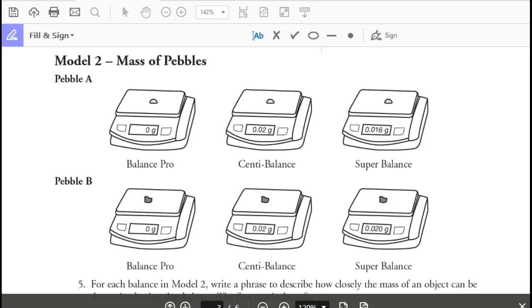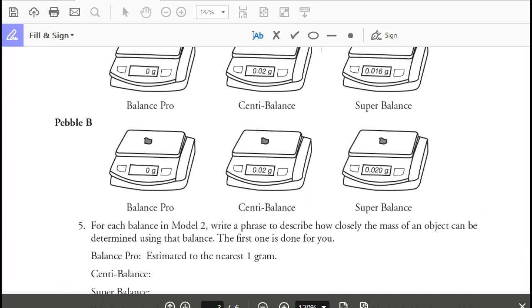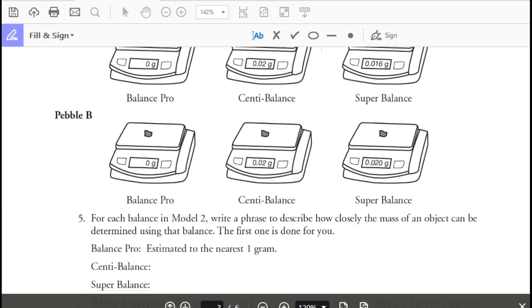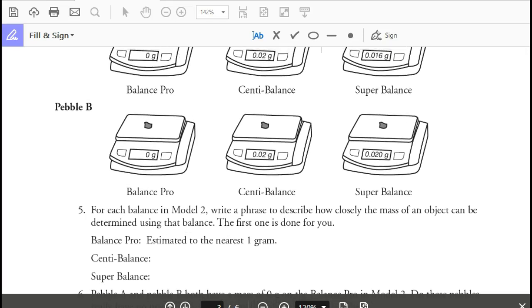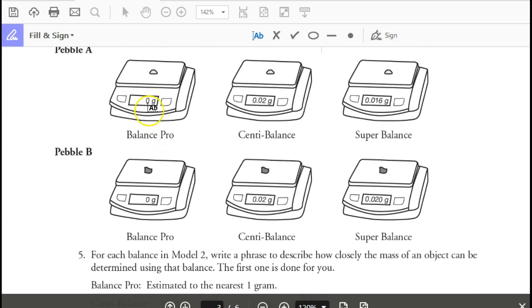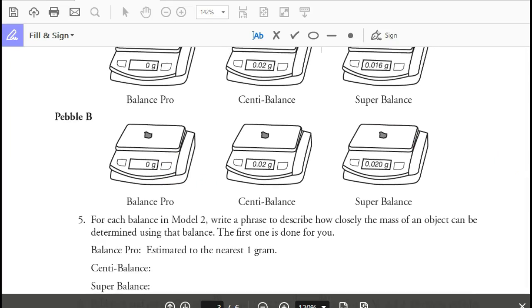Okay, number 5 using model 2. It says, for each balance in model 2, write a phrase to describe how closely the mass of an object can be determined using that balance. The first one is done for you. It says the balance pro is estimated to the nearest 1 gram. You can see that because it's only in the ones position in both of them. So now you have to finish the sentences for the other ones.